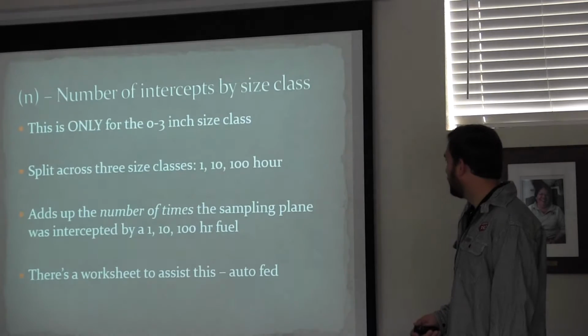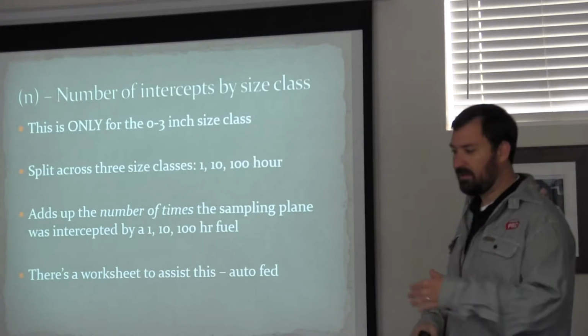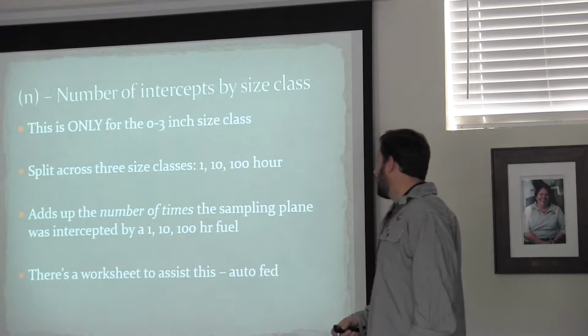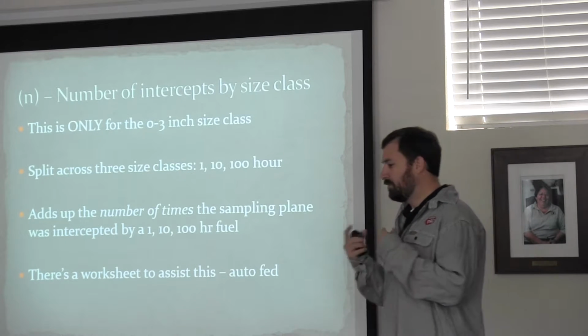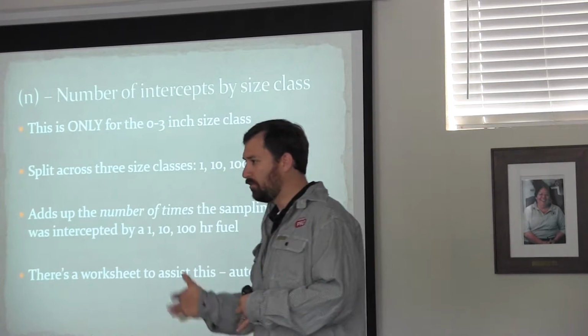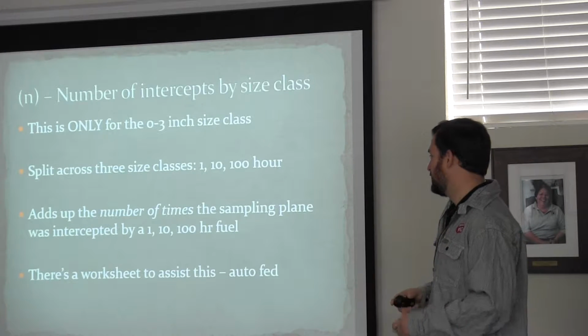It's actually not too hard to do. So N, which is the number of intercepts by the size class. This is the 3 size class, the 110 and the hundreds. Again, what you're doing is adding the total number of times that the sampling plane was intercepted, so the total number of intercepts. N is just the Latin for number, if you do statistics and math.